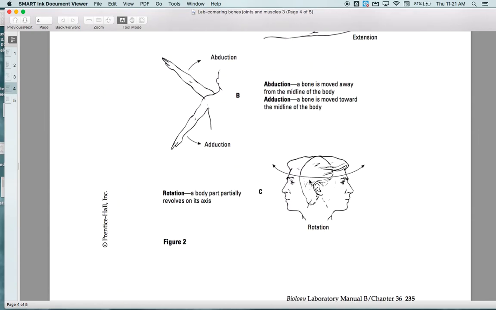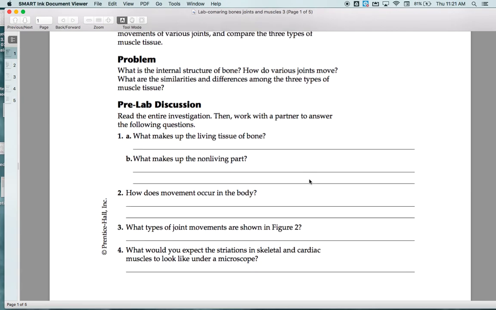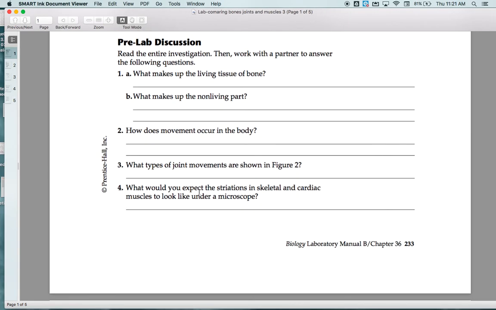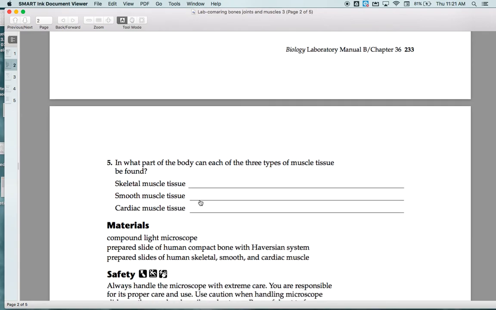Then, looking back up here to the pre-lab, what would you expect the striations of cardiac muscle to look like under a microscope? It's a prediction, and then where you would find these types of muscle.